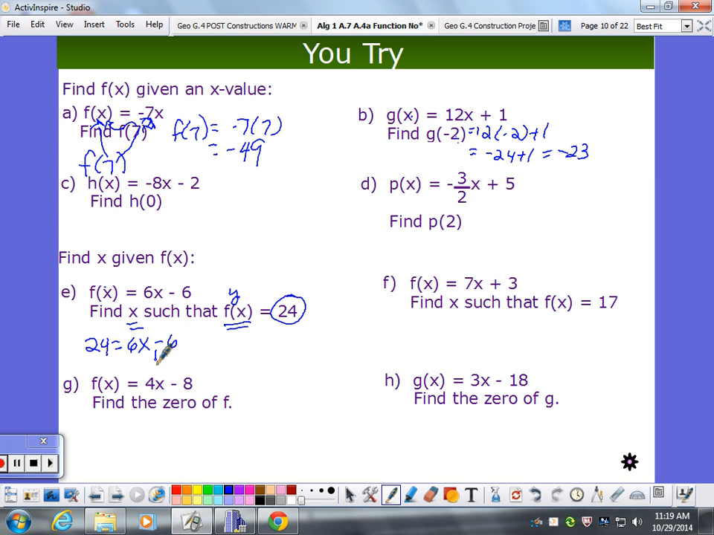Now you've got an equation to solve. And over here, 30 equals 6x. Divide both sides by 6. Symmetric property of equality. See, when x is 5, f of x will be 24. What would be the x right there? 10? What's your y value, your output?